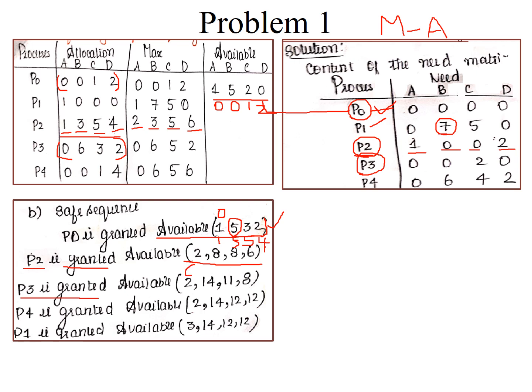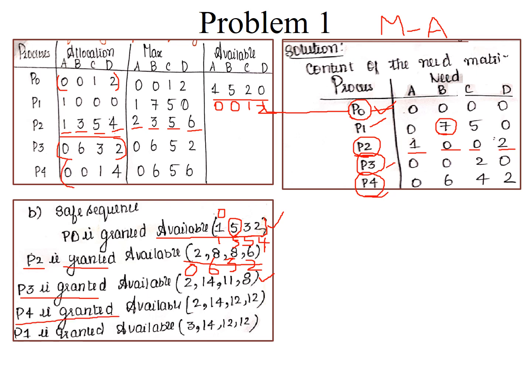So with 2886 we have to add 0632. When we add this with the availability, the updated availability is 6 plus 2 is 8, 8 plus 3 is 11, 8 plus 6 is 14, 2 plus 0 is 2. This is the availability. Now P3 is completed. Moving on to P4. P4's need is 0642. Yes, we can grant it for P4. P4 is granted and will complete the task.